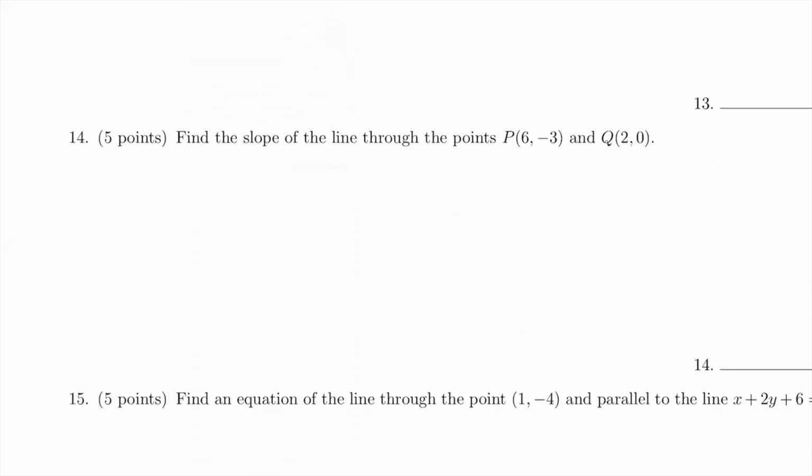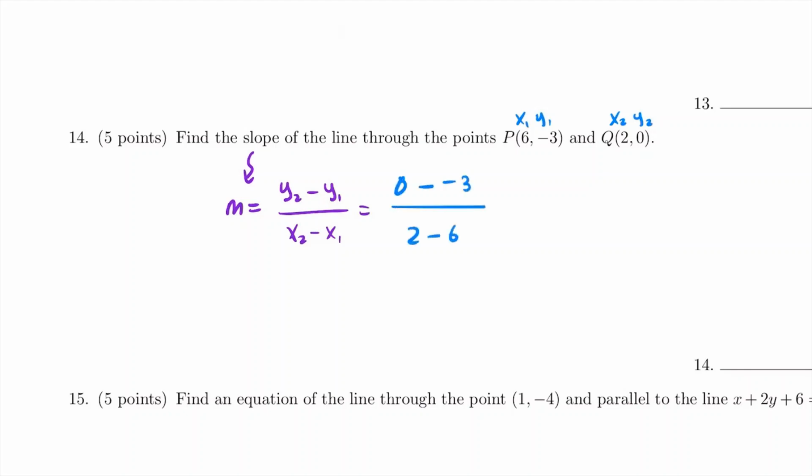So here's the next problem, 14. We're going to find the slope of the line through these points. So for slope, we know the formula is y2 minus y1 over x2 minus x1. Let's label our points. This is x1, y1, x2, y2. So this would be 0 minus negative 3 over 2 minus 6, which would give us 3 over negative 4. So that is our answer. This doesn't simplify, so 3 over negative 4 is the slope.